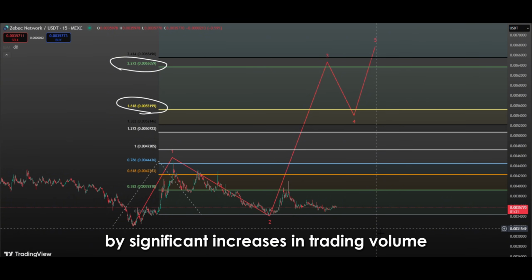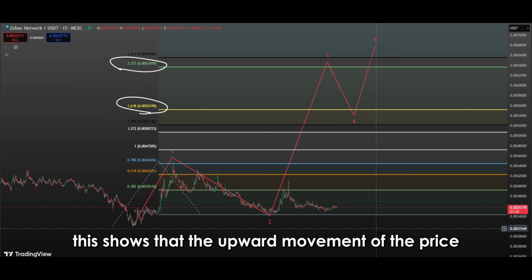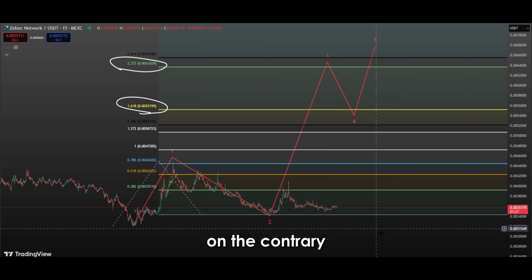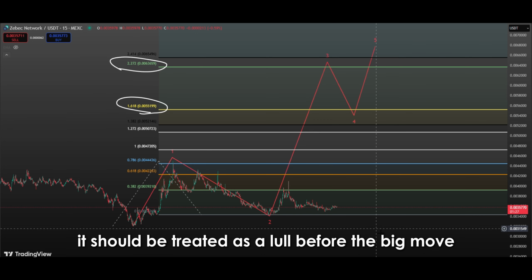Paying particular attention to volume data, the start of the third wave is characterized by significant increases in trading volume. This shows that the upward movement of the price is supported not only by technical, but also by strong participation. Therefore, the prolongation of the second wave should not make traders nervous. On the contrary, it should be treated as a lull before the big move.